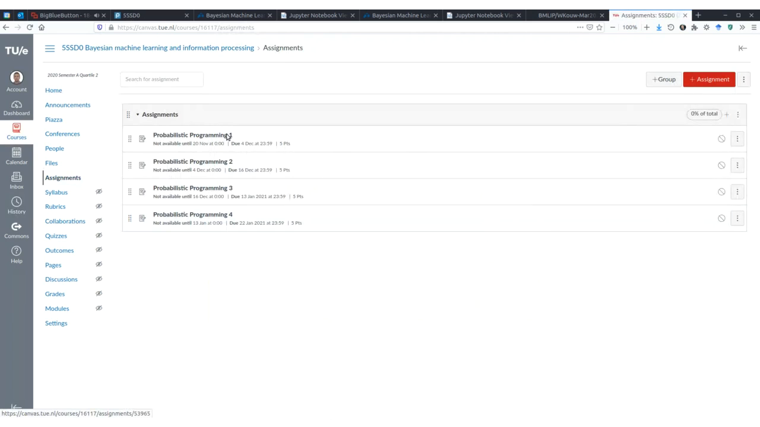So we have 4 probabilistic programming assignments. These are not mandatory, but they're a good way for you to check whether you've understood what happens. And they're also really fun to play around with when you want to do all of these computations in Julia and Jupyter. But I'll explain a bit more about the assignments next Friday.